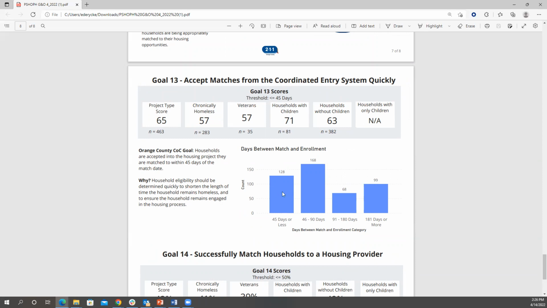Only 128 out of 463 enrollments are currently meeting the threshold. So it's around a quarter. Most are being accepted in the project between 46 and 90 days. So it's just working on decreasing that number as much as possible and reviewing eligibility, making sure the client is eligible and that they want to receive assistance from your agency, and then enrolling them in your project.